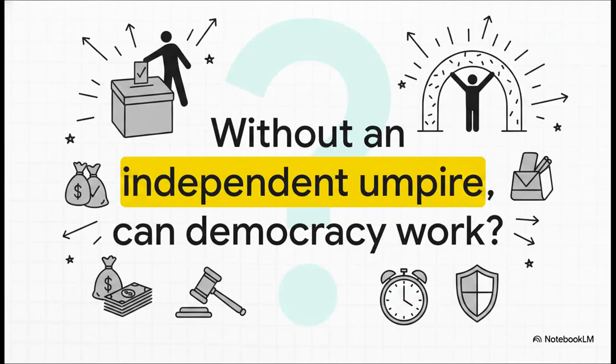So, before you close your books and finish reviewing these notes for your exams, I really want to leave you with a question to chew on. We've just walked through their massive functions, from registering 18-year-olds to auditing political war chests, all the way to declaring the president. Given the sheer weight of all these responsibilities, can a democracy truly survive or even function without a completely independent umpire? Keep that in the back of your mind as you study.